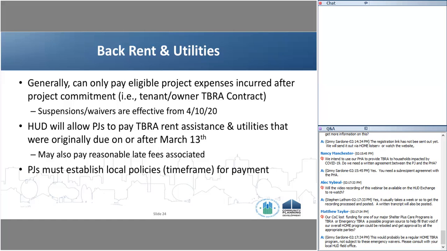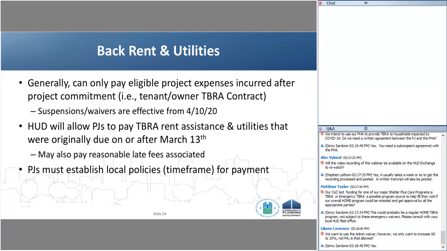Now, as part of its policies, if you're going to pay back rent and utilities, you've got to establish the time frame that you will consider for TBRA assistance and the conditions under which you will pay those overdue bills. This means that you need to have a way of collecting that information and being sure that it was originally due on or after March 13, 2020.